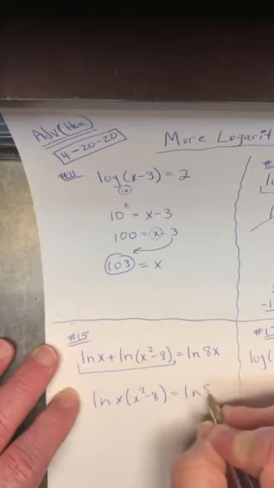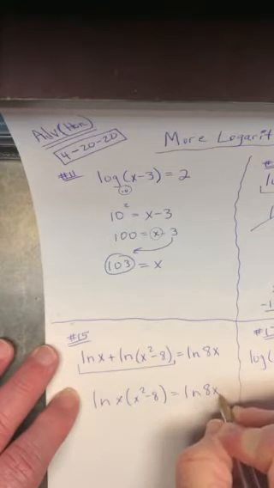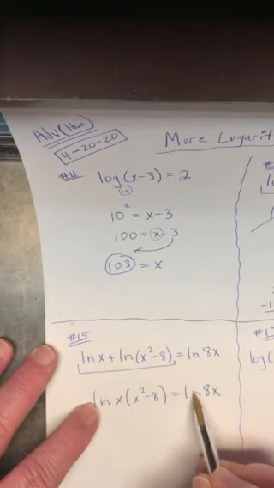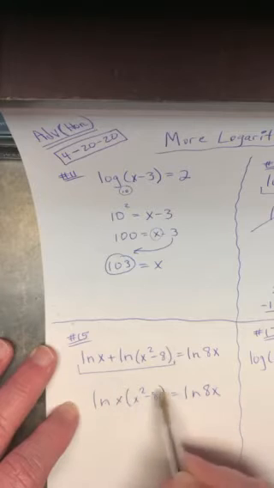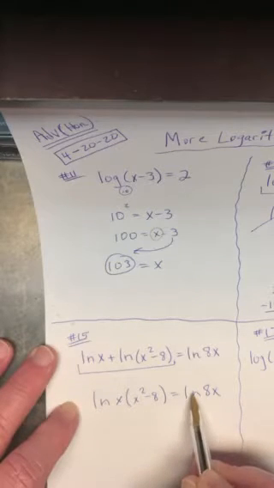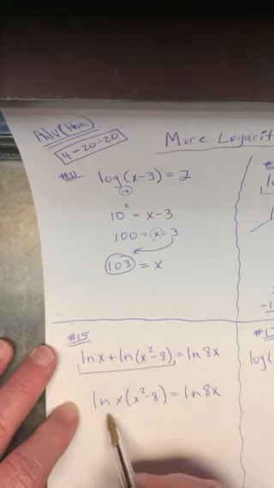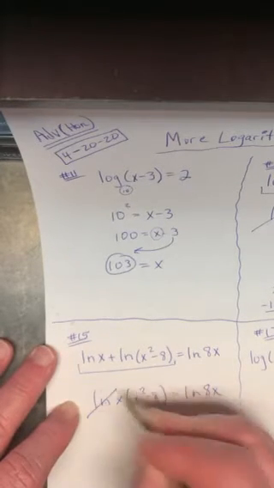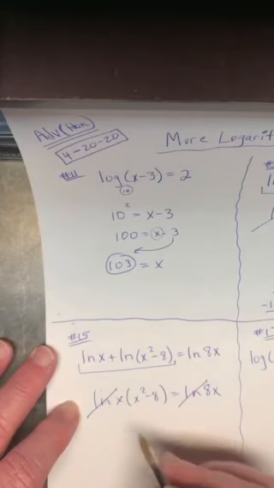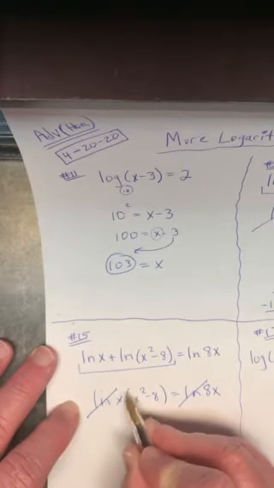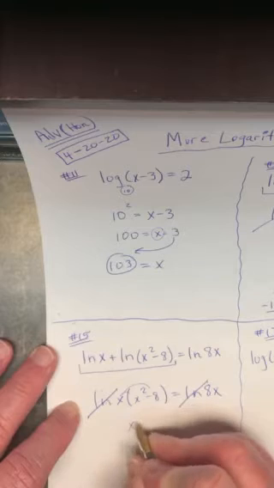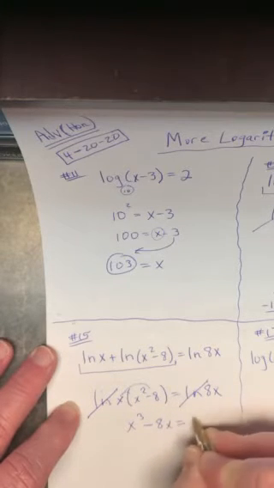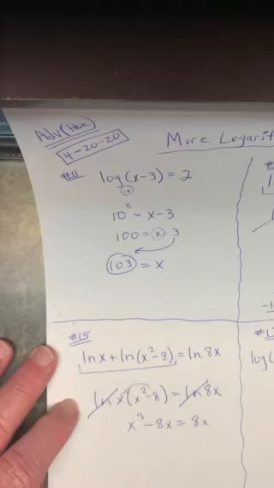Equals ln of 8x. Uh-oh, good news. Even though it looked a little scary, I have an ln on the left and an ln on the right. If you have a logarithm on both sides and the base of one matches the base of the other, which of course they do because they're both natural logs, they cancel each other out. So really, I end up distributing here and getting x cubed minus 8x equals 8x.